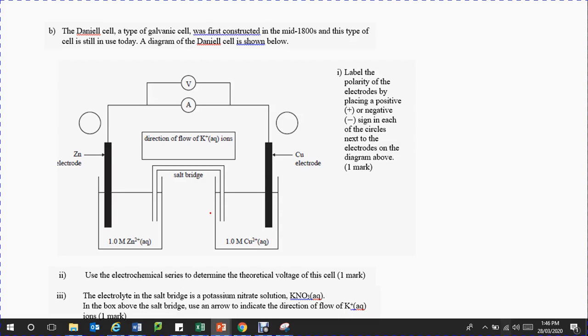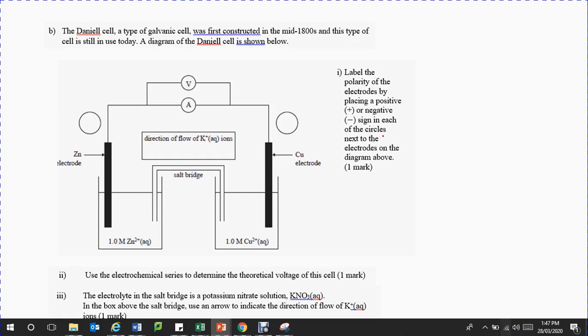Okay, part B to the question. It says the Daniell cell, a type of galvanic cell, was first constructed in the 1800s. A diagram is shown below. Label the polarity of the electrodes by placing a positive or negative sign in each of the circles next to the electrodes on the diagram above.